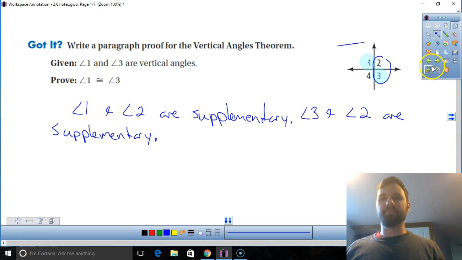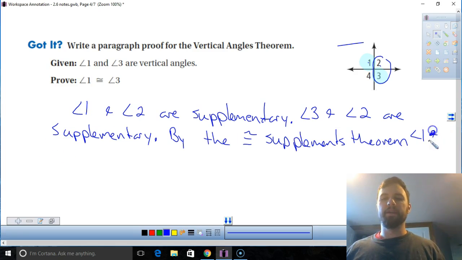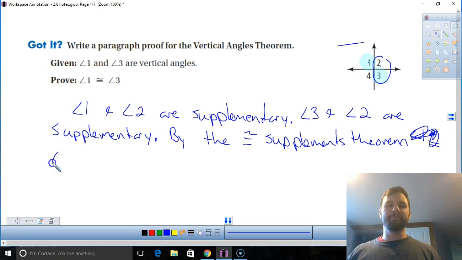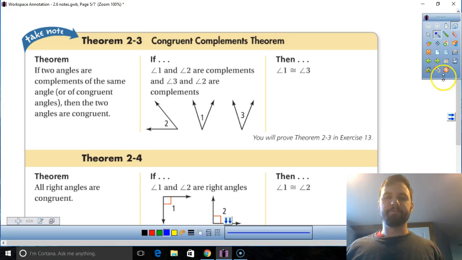Well, what did that last rule just say? So that means by the congruent supplement theorem, angle 1 is congruent to angle 3, based on that last theorem we did. Because if they're supplementary to the same angle, that means they have to be congruent. Boom! Proved.